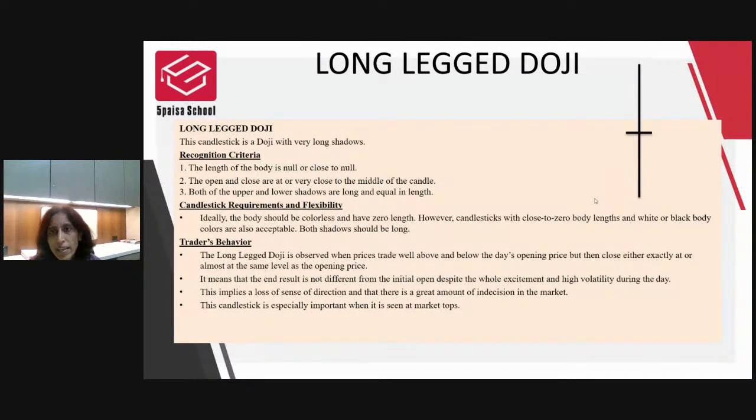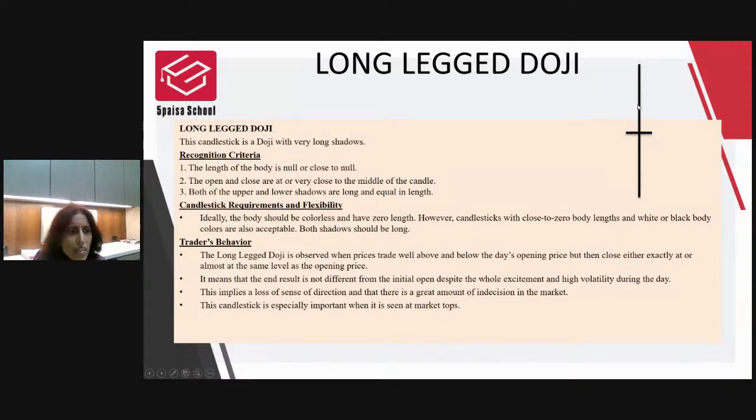Coming to the long-legged doji. So why long-legged doji? If you see the shadows, they are very, very long as compared to the opening and as compared to a normal candlestick, right? The length of the body is again none or zero, which means that the open and closing prices are very close to each other. They are at par with each other, and they usually are at the middle of the candle. This is one good way of recognizing a long-legged doji.